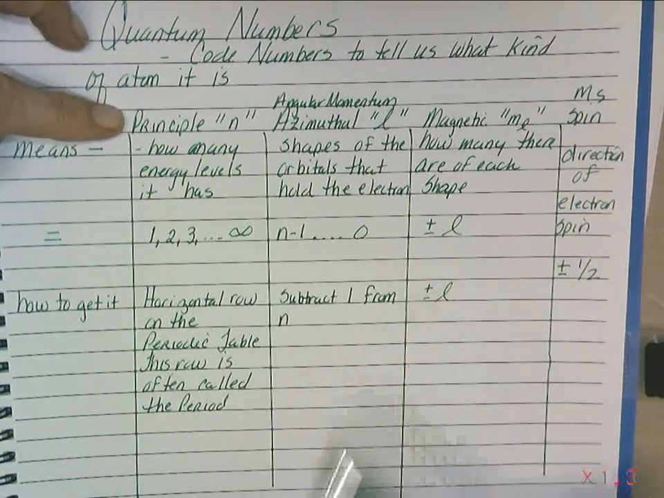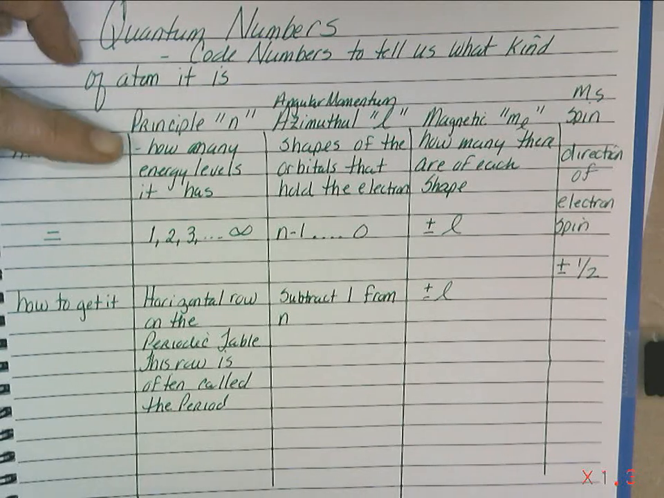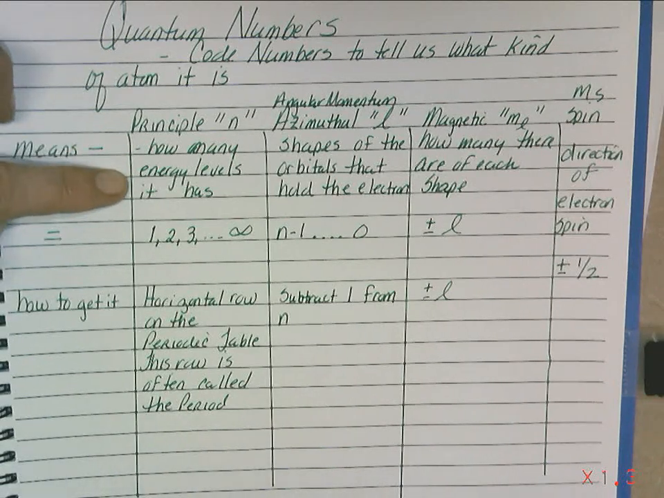The first one is called the principal quantum number. Its symbol is a lowercase n. It tells us how many energy levels it has. In other words, how many stories is the hotel?